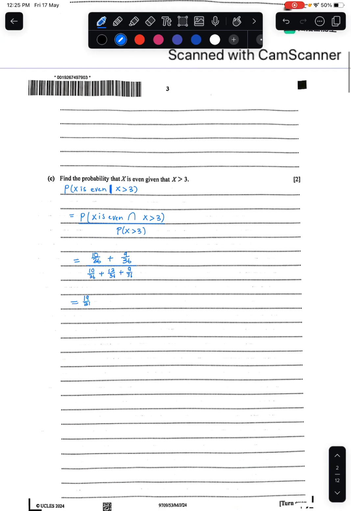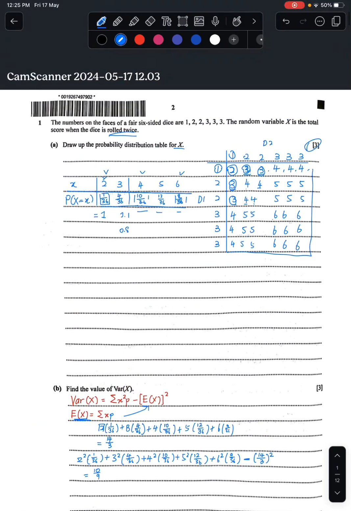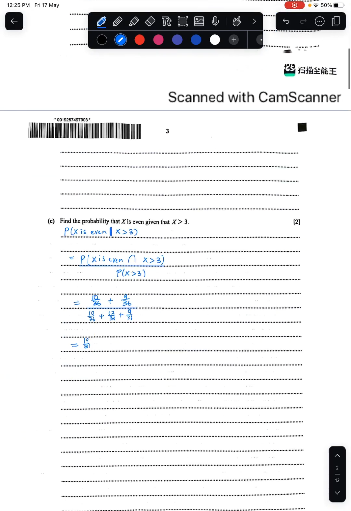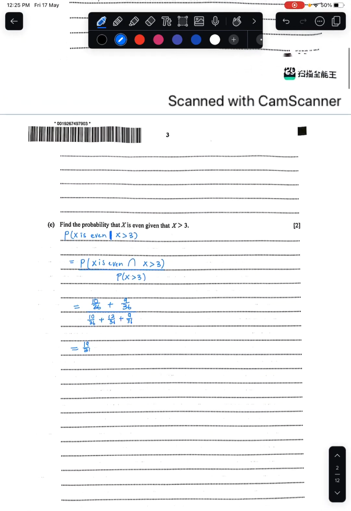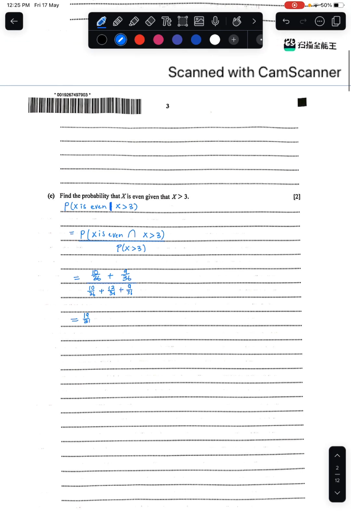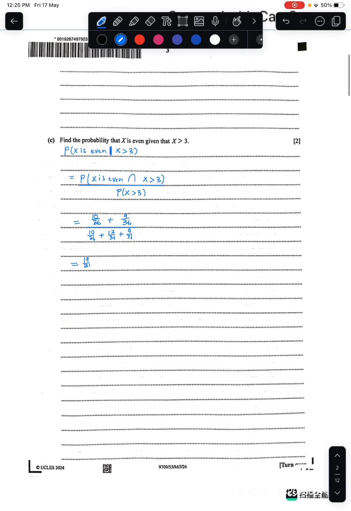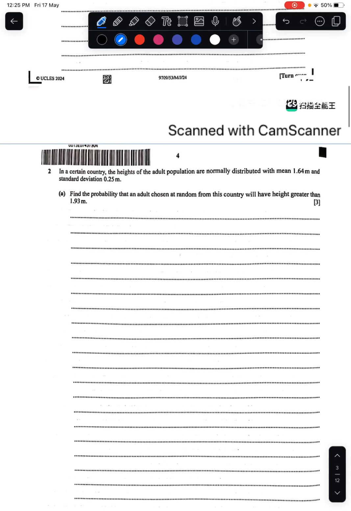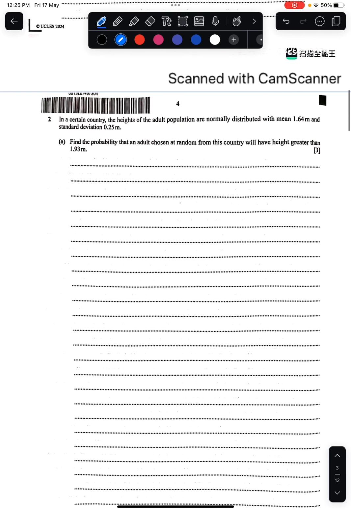That's you done with question 1. Got 3 marks, 3 marks, and 2 marks. So that's some easy marks. Don't make any careless mistakes. Double check, then you should be fine. Now let's move on to question 2, normal distribution.